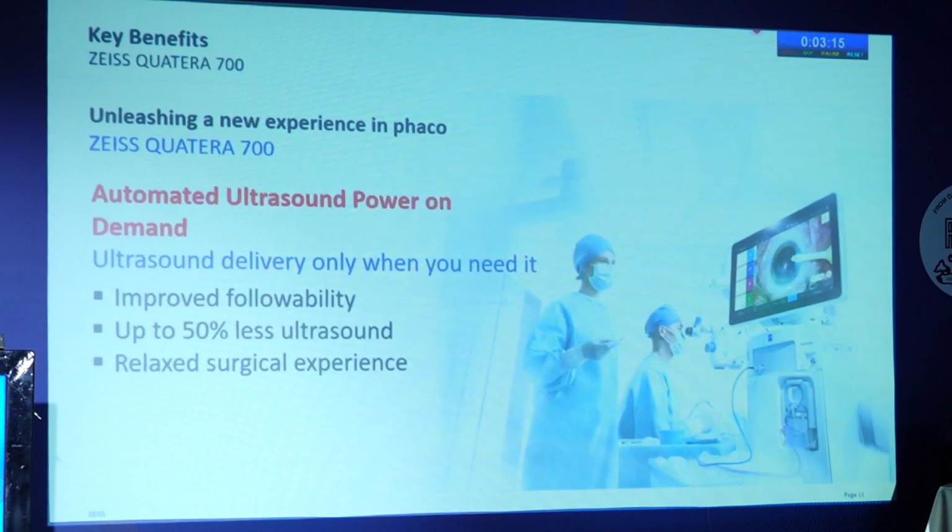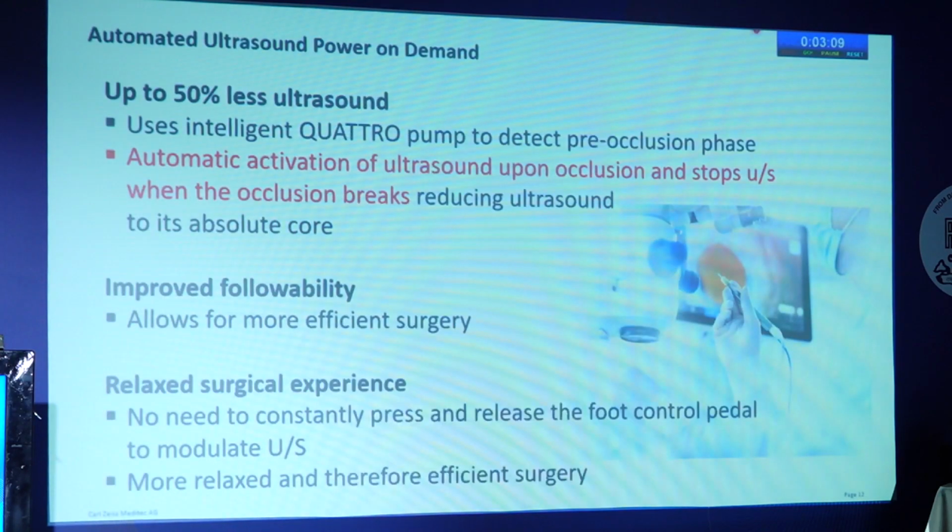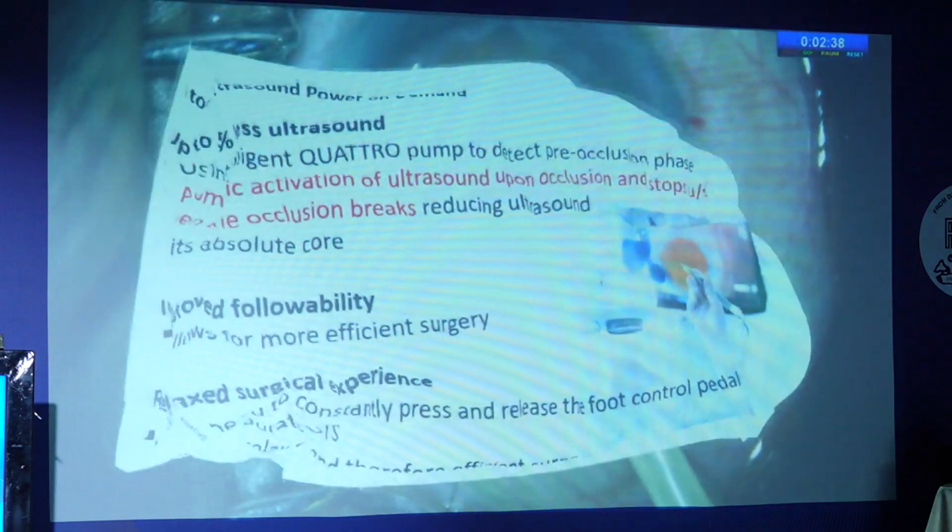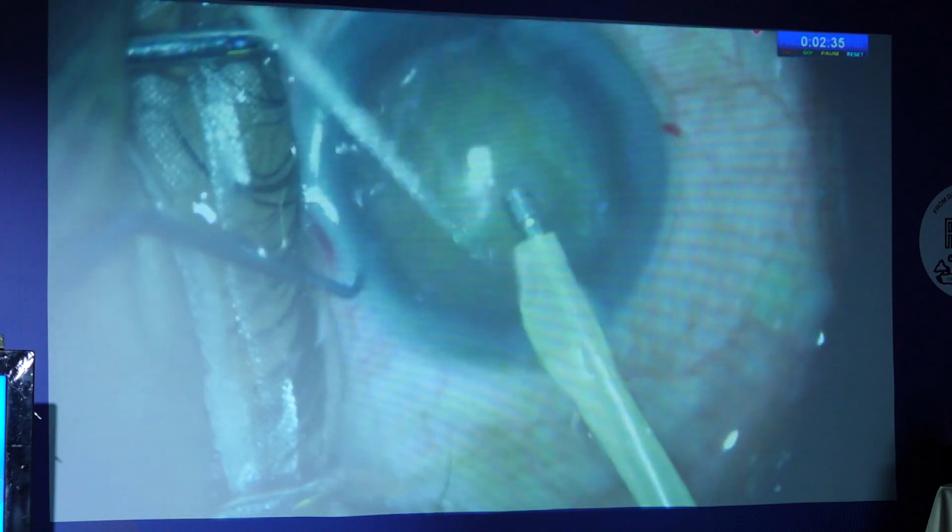And lastly, it is the automated ultrasound power on demand. So what does that mean? It helps not only to reduce the amount of ultrasound that is used, it also improves followability. The machine has an intelligent system of knowing when the phaco tip is getting occluded, and automatically the ultrasound is switched on, and when the occlusion breaks, it switches off to a minimum level. So this helps the surgeon to remain more relaxed. He doesn't have to constantly press on the foot pedal to fiddle between the ultrasound and the irrigation modes. So he can remain more relaxed throughout the surgery.